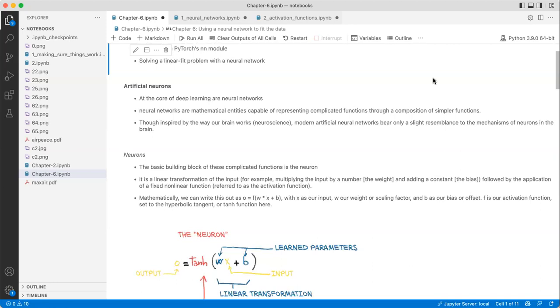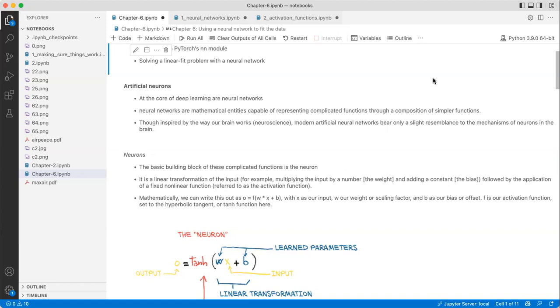So, artificial neurons. At the core of deep learning, we have neural networks. That is basically what we're talking about. Deep learning, we are talking about neural networks. Neural networks are mathematical entities capable of representing complicated functions through the composition of smaller functions. We have small chunks of functions to put all of them together into solving a very complex problem.